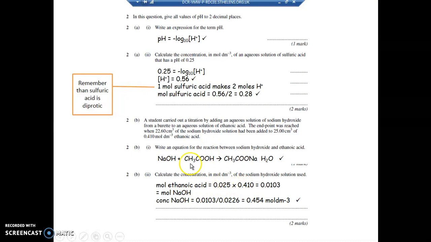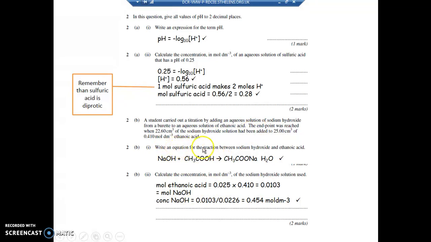So 0.41 concentration equals moles divided by 25 centimeter cubed. That needs to be in decimeter cubed. So 0.410 equals moles divided by 0.025 decimeter cubed. So to get moles, you need to multiply 0.025 by 0.41 and you work out the number of moles of sodium hydroxide. That is going to get you that first mark.